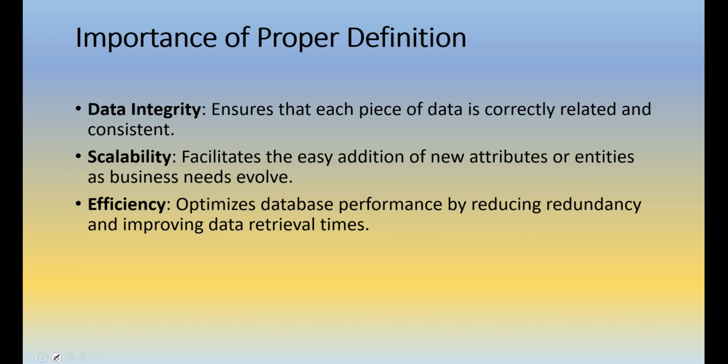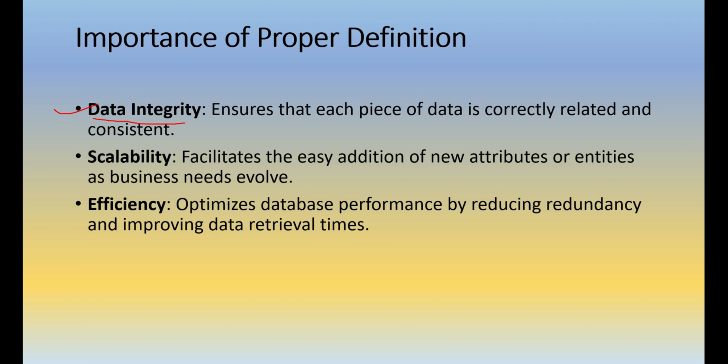Okay, importance of proper definition. Why do we need this definition of creating entities, attributes, and relationships? Why are we even doing this? The reason is these three things. First, data integrity, to ensure that each piece of data is correctly related and consistent. For example, if you are building a complex ERP system, understand what kind of entities it can have, what kind of detailing it needs, how many tables it can have, and what the relationships are between all of these tables. It's very crucial to understand each and every piece of data, and that can ensure the data integrity is in place.